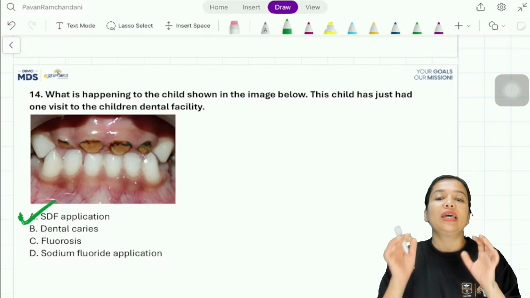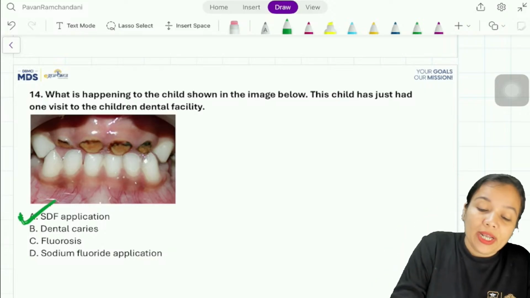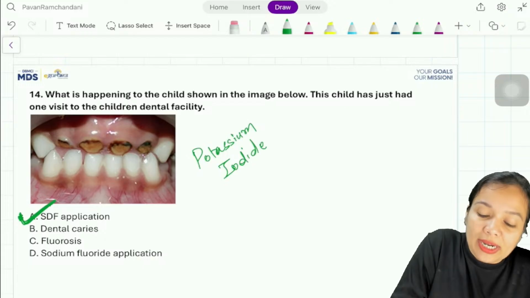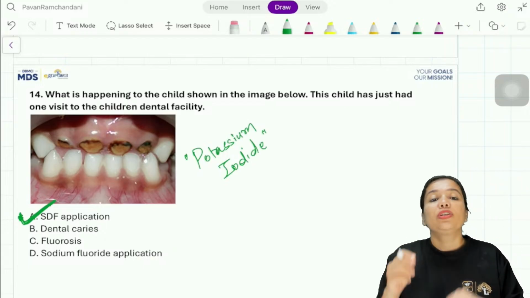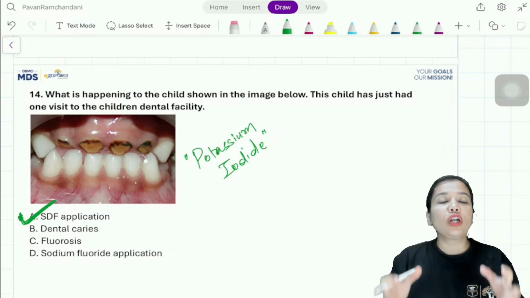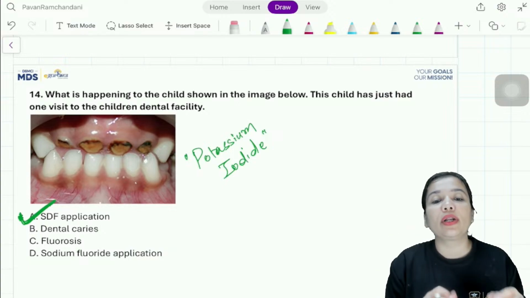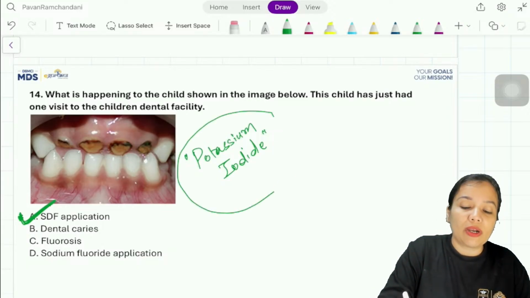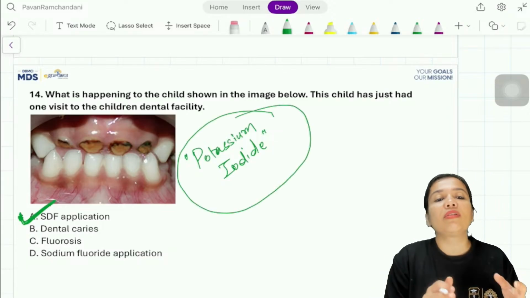So nowadays there is silver diamine fluoride which has potassium iodide incorporated in it, and the potassium iodide does what? Potassium iodide does not let the tooth stain. So whenever you get a question, what should be added to silver diamine fluoride to prevent the staining occurring because of it? It is potassium iodide that can be added to silver diamine fluoride.